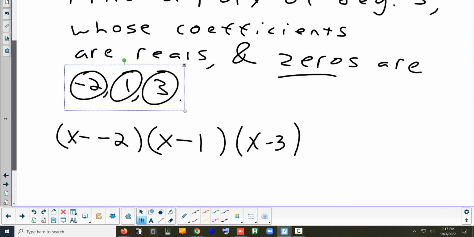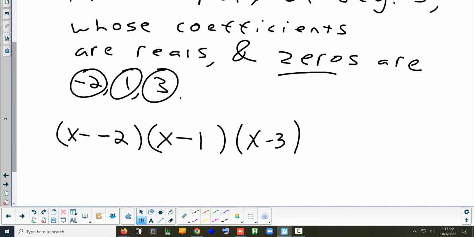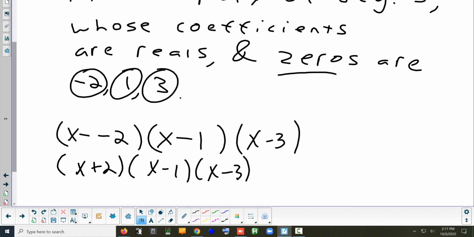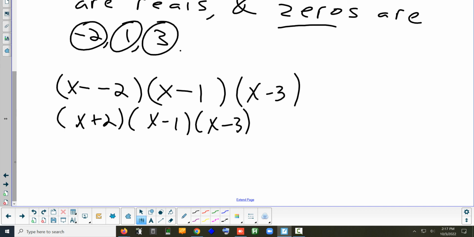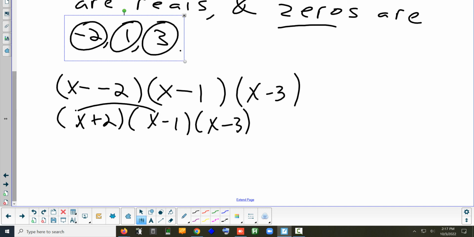If you plug in 1 here, you get 1 minus 1 is 0. If you plug in 3 here, 3 minus 3 is 0. And if you plug negative 2 in here, well, let's just simplify that. We would get 0. The only thing we have to do is just multiply that together and see what we get. And that's the answer. So now we've just found an equation that crossed the x-axis at certain spots. Negative 2, 1, and 3. Okay, let's multiply it together and see what we get.